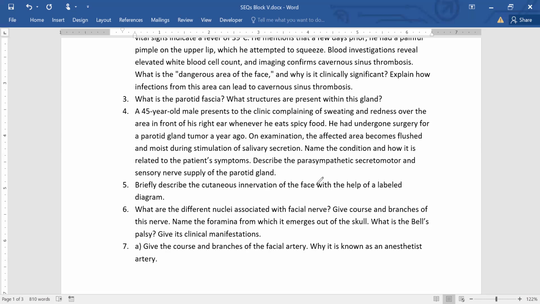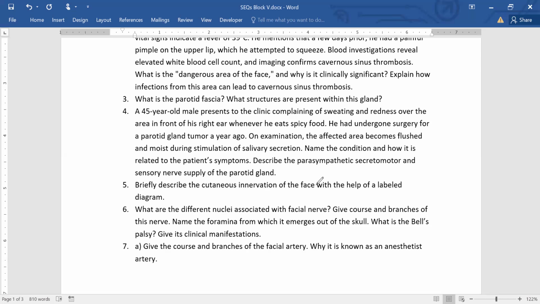Now, the condition: what is Bell's palsy, and give its clinical manifestation. So, Bell's palsy is the lower motor neuron paralysis of the facial nerve, and the muscles supplied by the facial nerve are paralyzed in this condition.